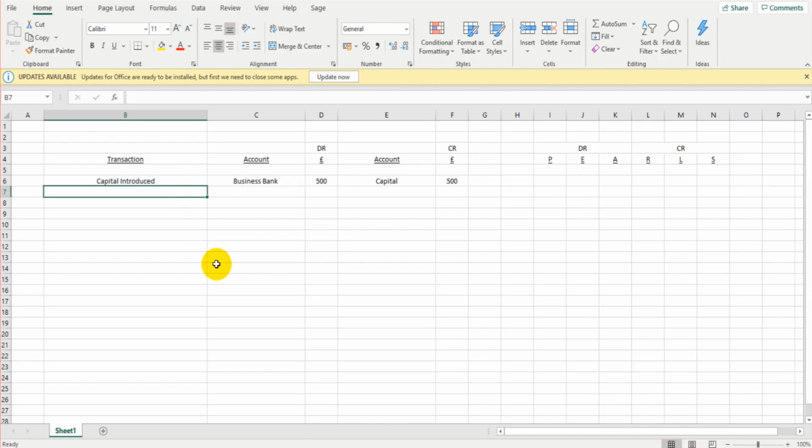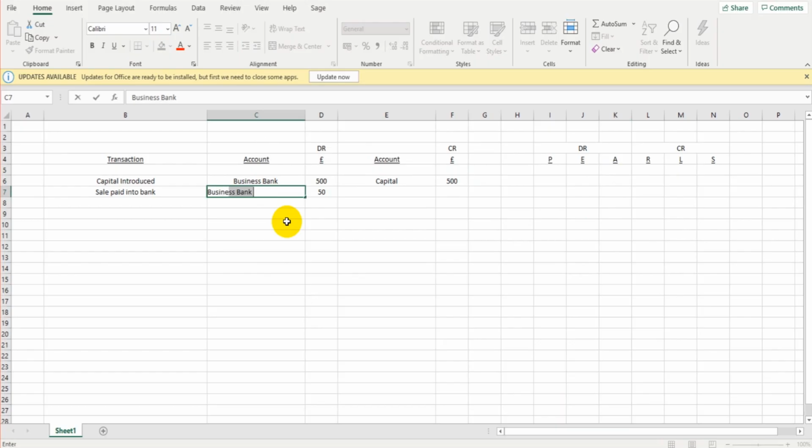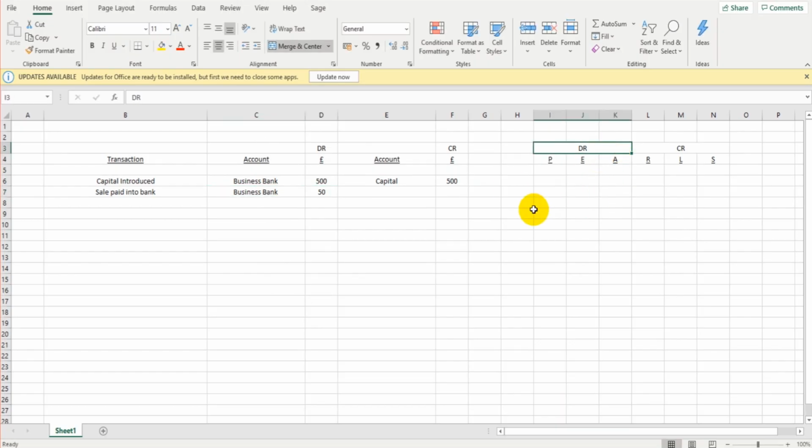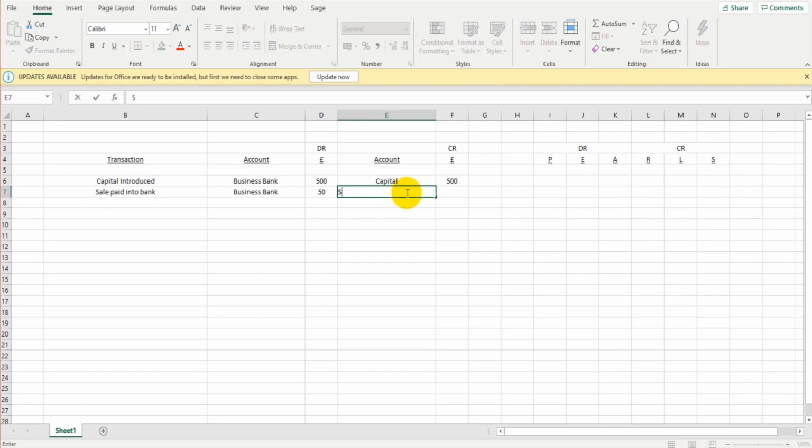Let's do some more. So let's say there was a sale paid into bank. Okay, so let's say there's a sale of £50, $50, whatever, into the bank account. Money flowing into the bank is an asset. Cash is an asset. So we have our business bank on the debit side. A for asset, debit. Credit, sales. So credit, revenue, liability, sales. So we have a sales account of 50. They equal each other, 50 and 50. We have a debit and we have a credit.